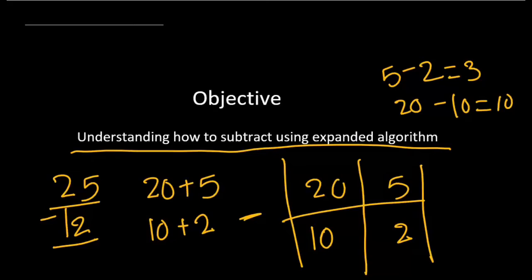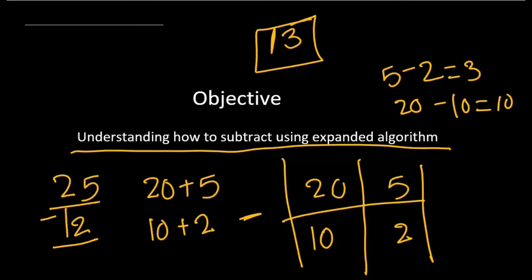And then we have 20 minus 10, which is equal to 10 on the left side. So we write 1 over here, we take away the 10, and now we have 2 over here. 5 minus 2 is equal to 3. So this number becomes a 3. That is our answer. This is basically what subtracting using an expanded algorithm means. That is exactly what we're going to be doing today.